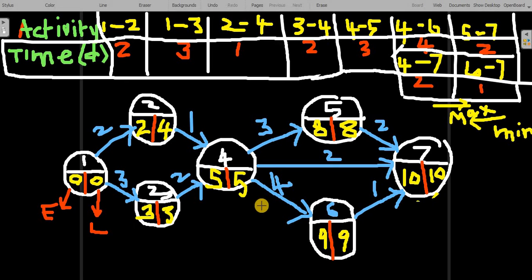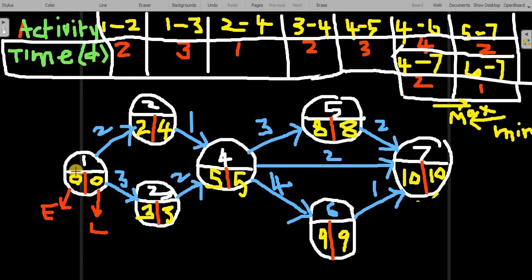The critical path is a path which passes through the events where the latest time and earliest times are equal. Draw a path through those particular events. That's called the critical path.